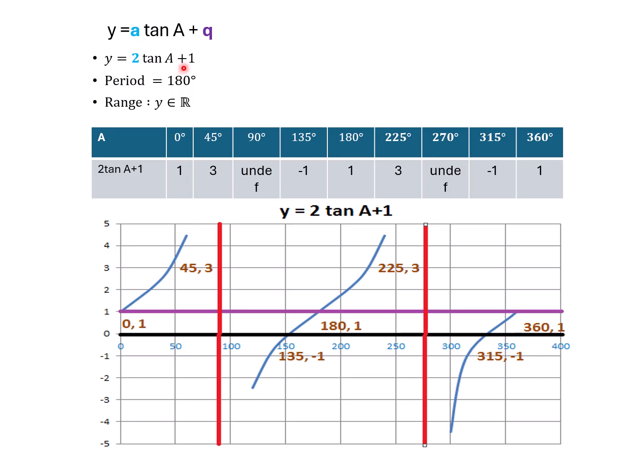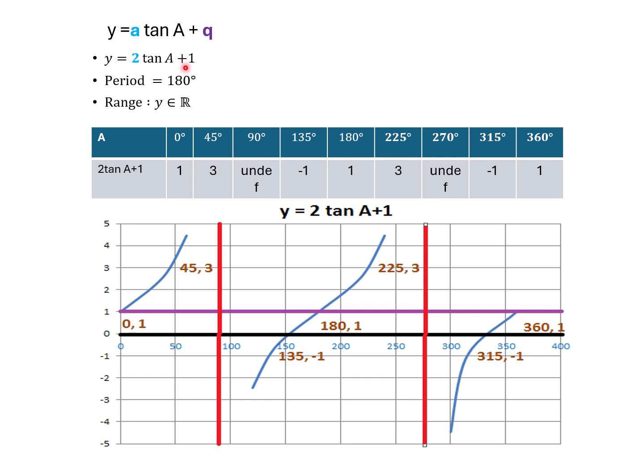If I punch in tan 180 times 2, that gives me minus 2, or basically 0. Sorry, I'm lying. Tan 180 is 0. 0 times 2 is 0, plus 1 gives me 1. Tan 225 gives me 1, 1 times 2 gives me 2, plus 1 gives me 3. Tan 270 is undefined again. Tan 315 gives me negative 2 plus 1, which is negative 1. And tan 360 gives me 0 plus 1.